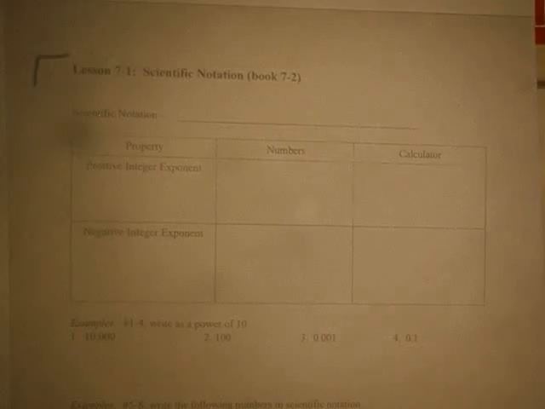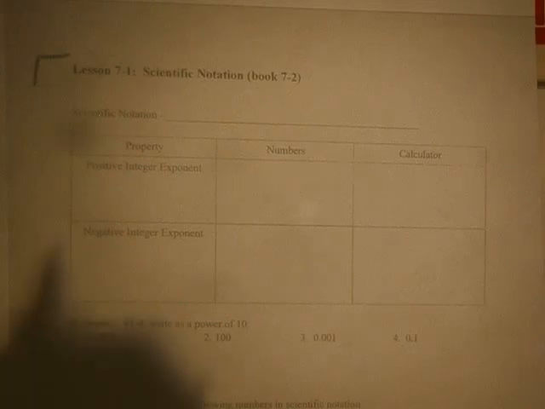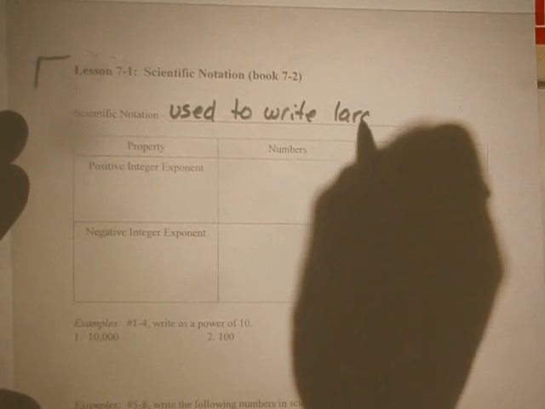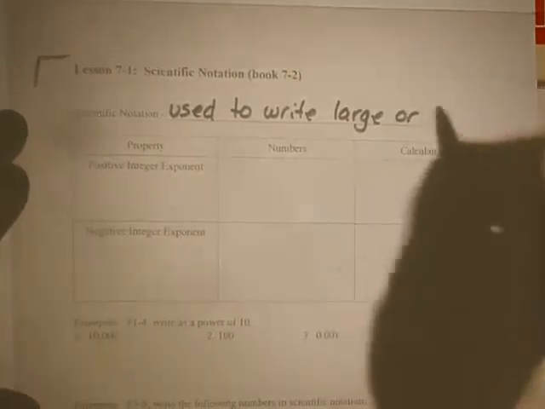Chapter 7, Section 1 is about scientific notation. Scientific notation is used to write very large or very small numbers.